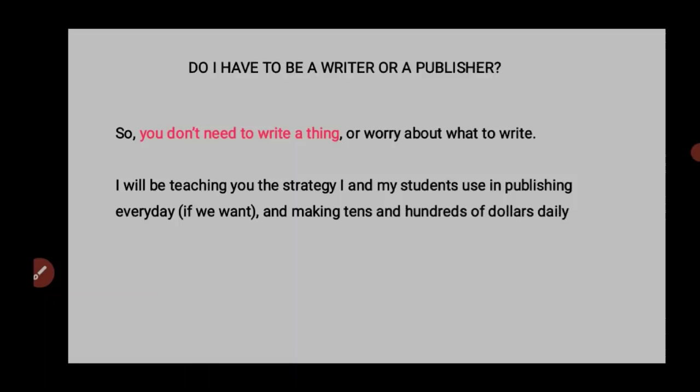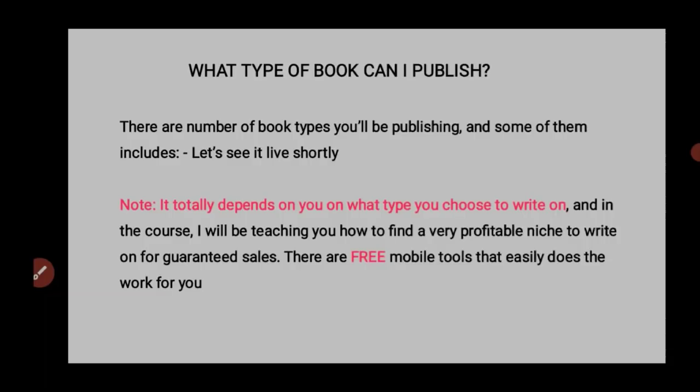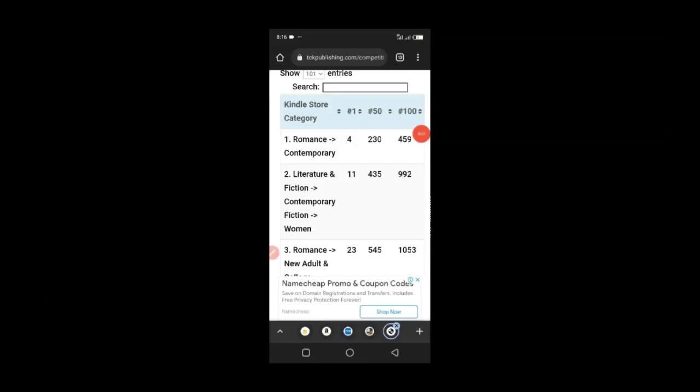If you want, I can be very lazy. I don't even remember the last time I published, but I will show you how I'm going to publish one book now, to show you that this is actually very simple, and we're making tens and hundreds of dollars on a daily basis. So what type of book can I publish? There are a number of book types that you'll be publishing, and some of them include.